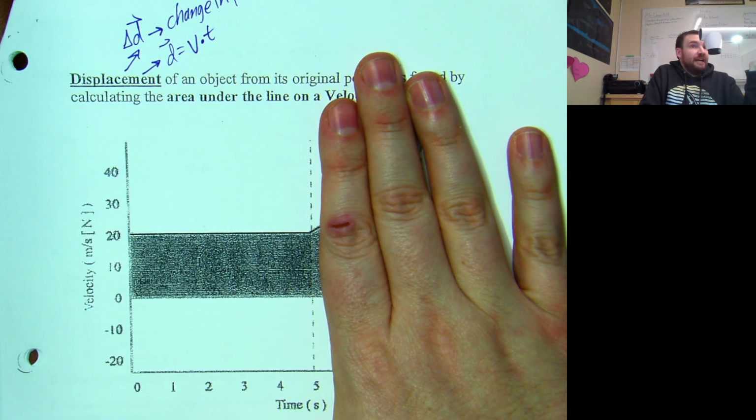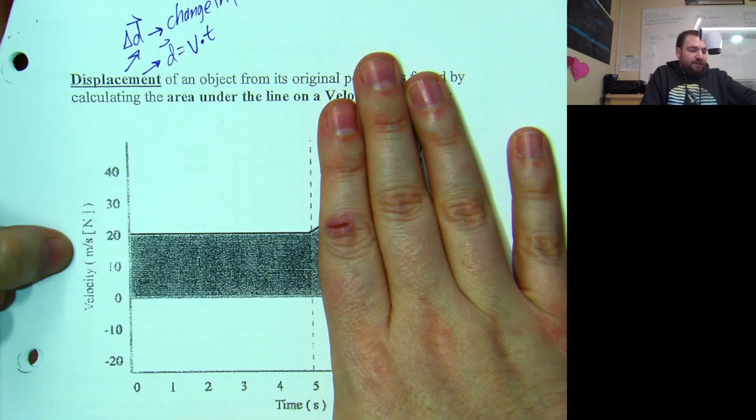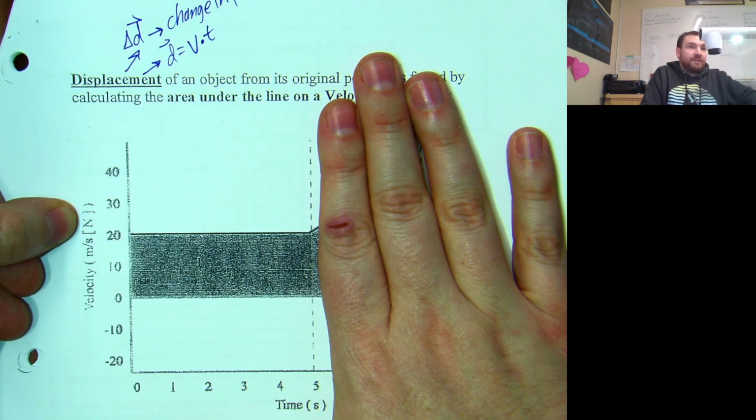So I could use that information and say, well, d equals v times t. My v is 20. My t is 5. What's my displacement going to be then? 100 meters north, because my units here are meters per second, and there's my direction.